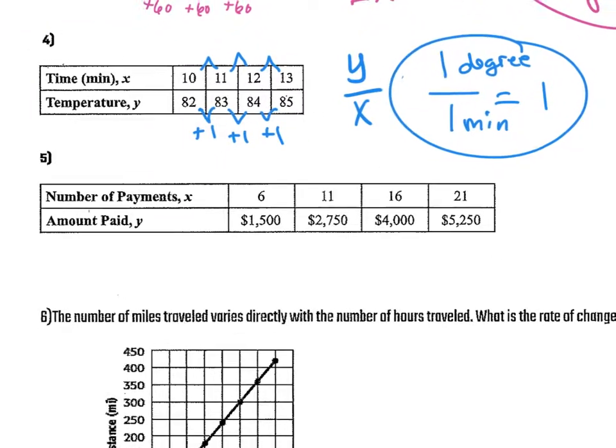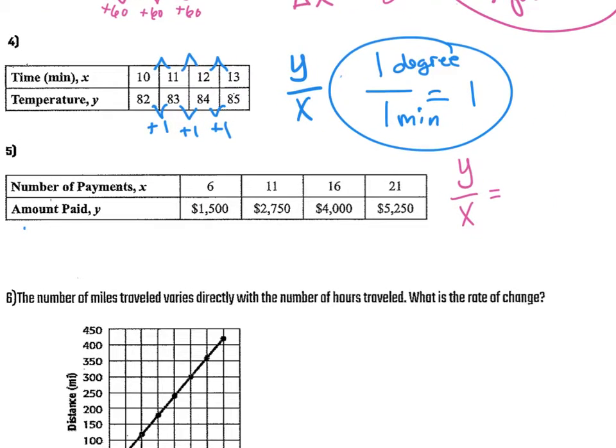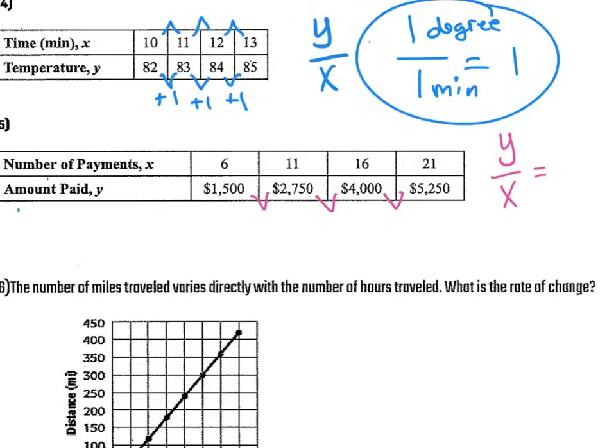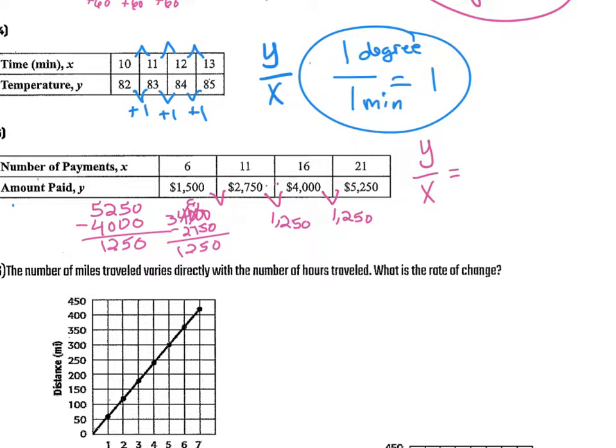Okay, next one, number 5. Same idea. We want to put our y on top, x on the bottom. And we want to see that difference in our y value. Since these are bigger numbers, off to the side somewhere, if you want to subtract them, work it out. 5250 minus 4,000 is 1,250. And just to make sure they're the same, I'm going to do the next pair of numbers also. So 4,000 minus 2,750, and that's 1,250.